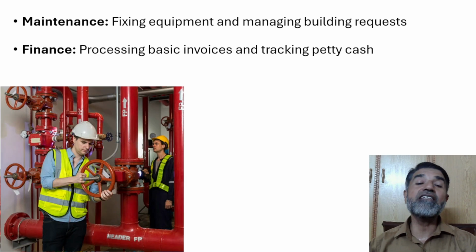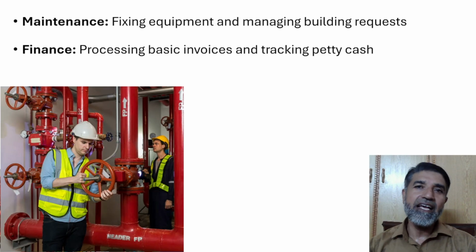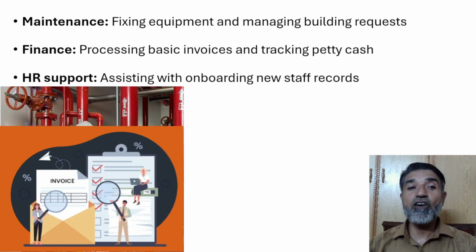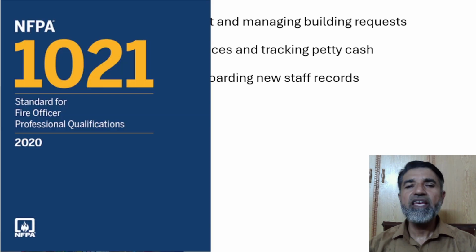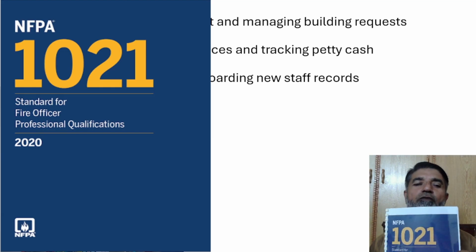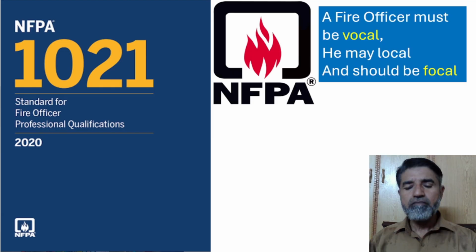And if he has some authority for dealing with petty cash, he must be competent enough to handle it, to get the receipt, to enter that data, and to audit the balance sheet. He must know how to process the invoices in the organization, and provide HR support, assisting with onboarding new staff records, while following the guidelines of NFPA 1021. Fire Officer Level 1 should be a competent, courageous, and energetic working horse.